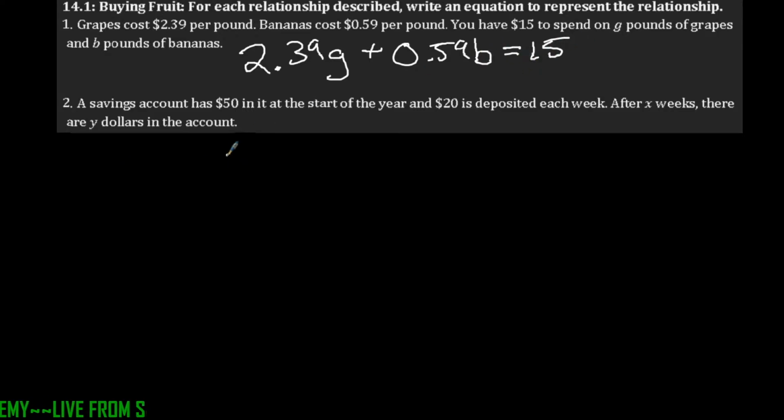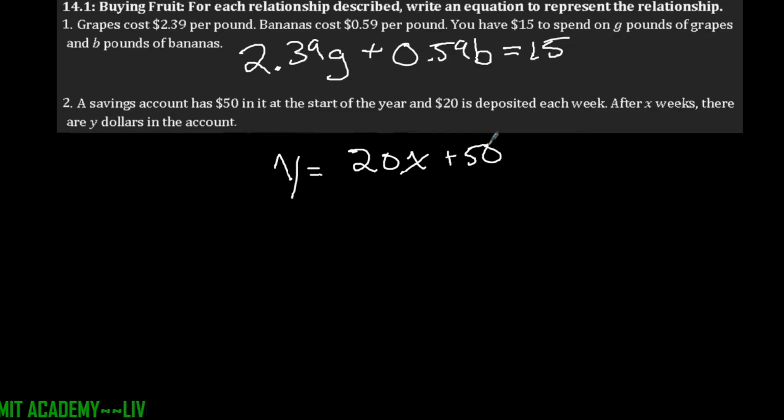However, in the second one, you're trying to come up with a slope-intercept form because we have y dollars and x weeks. So what we can do is something like this. We can say y equals 20x plus 50. And you can graph those out to see how those work.